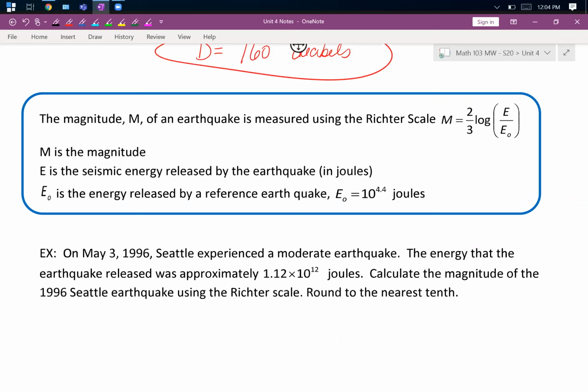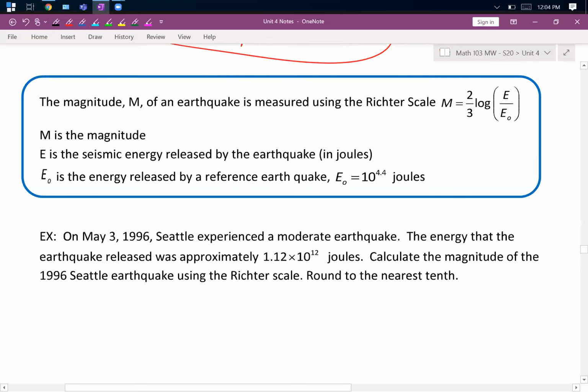On May 3rd, 1996, Seattle experienced a moderate earthquake. The energy that the earthquake released was approximately 1.12 times 10 to the 12 joules. We want to calculate the magnitude of this earthquake on the Richter scale. We'll round to the nearest tenth.